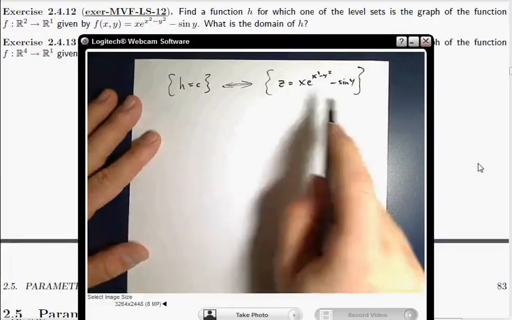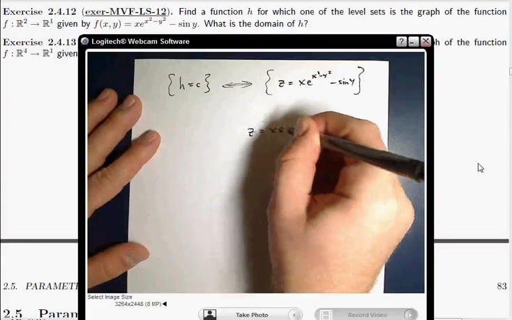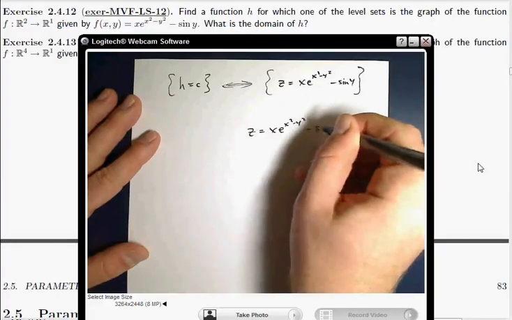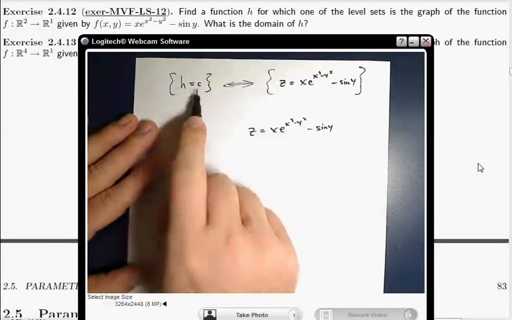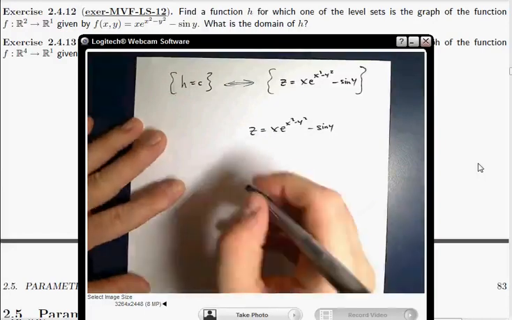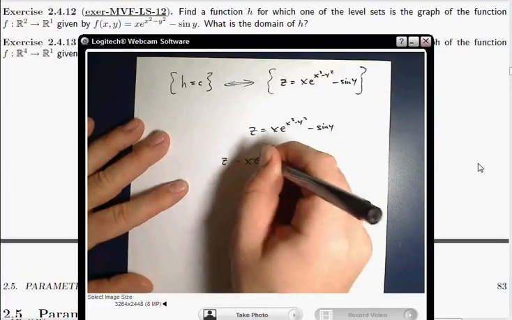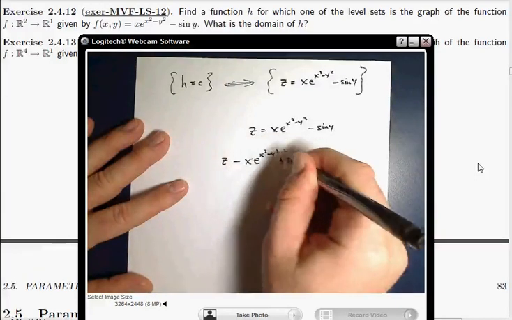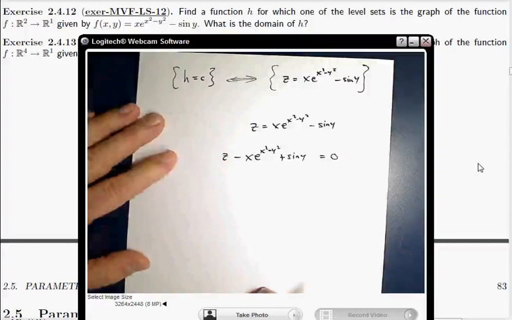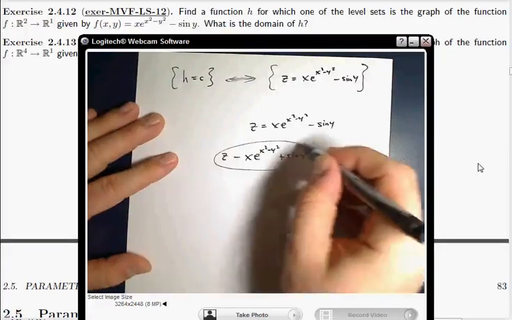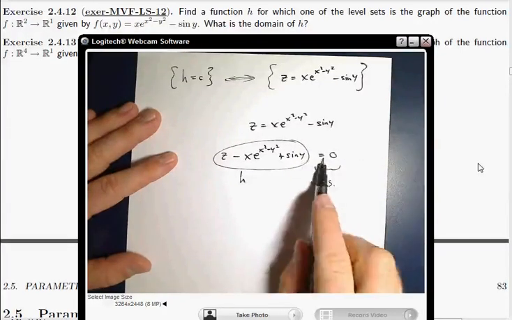Now, I don't know what h is, but I can take this equation here and manipulate it until it looks like something equals a constant, because that's all I really need here. I need something equal to a constant, and I need that to be equivalent to this. So how about this? I'm going to take all the stuff on the right, toss it over to the left: z minus x e to the x squared minus y squared plus sine y equals 0. Now these are logically equivalent. And here I've got something that I'm going to call h, and I'm looking at a level set of it apparently because I've set it equal to 0.